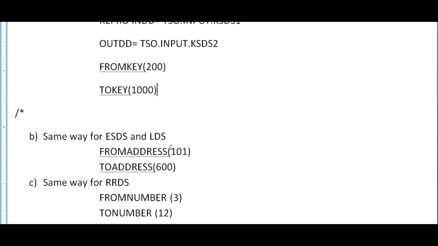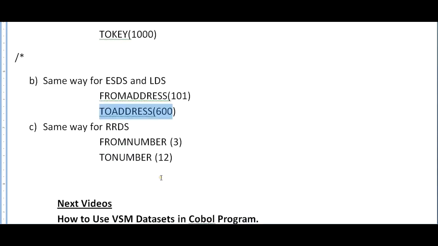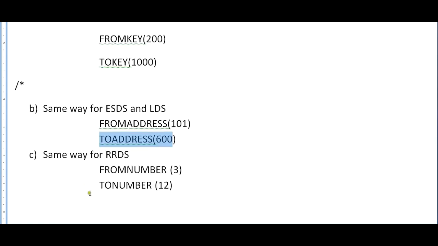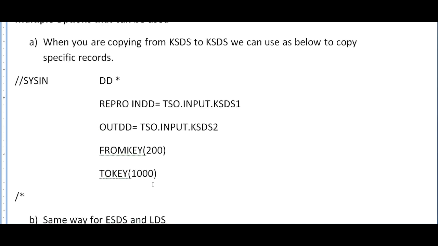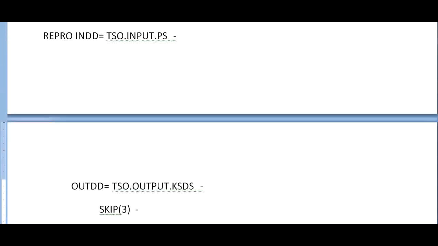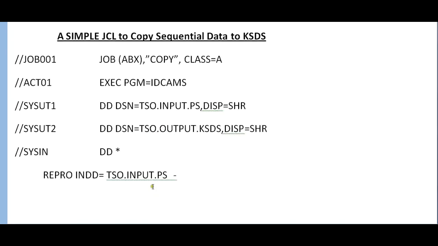In the same way, from ESDS to ESDS, we use from address and to address. Same way for RRDS, from number to number. So these are the different ways of copying a dataset from cluster to cluster, or sequential dataset to cluster and cluster to sequential datasets.